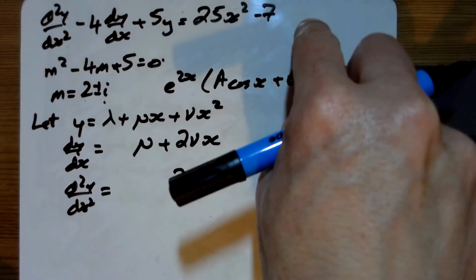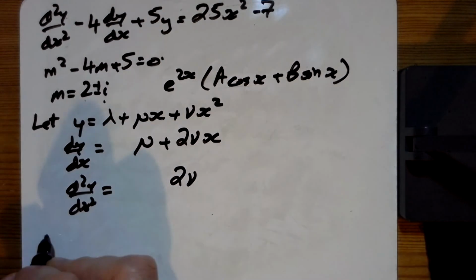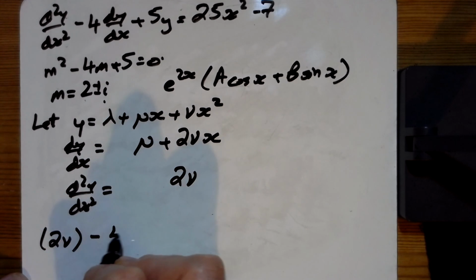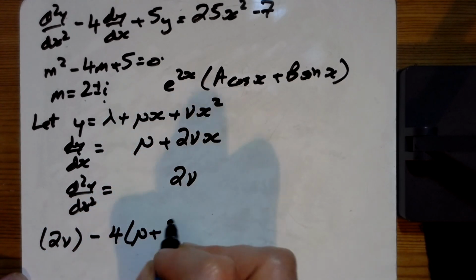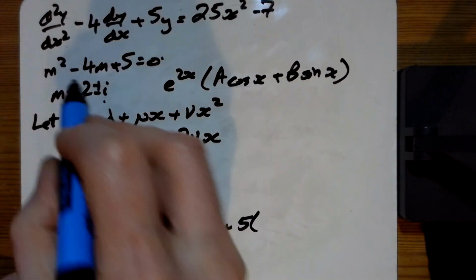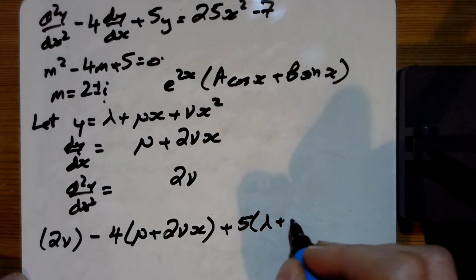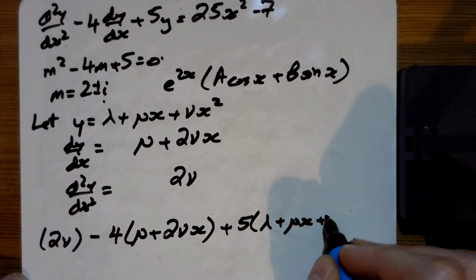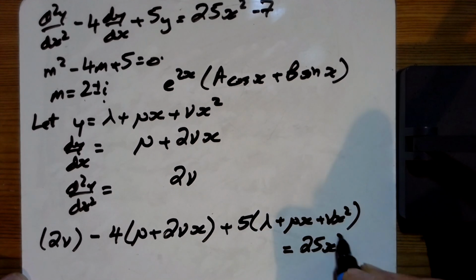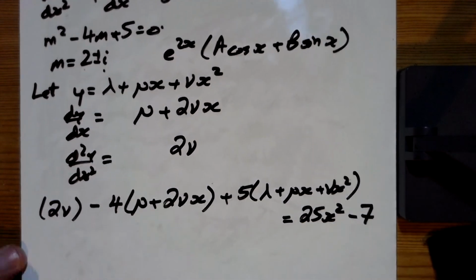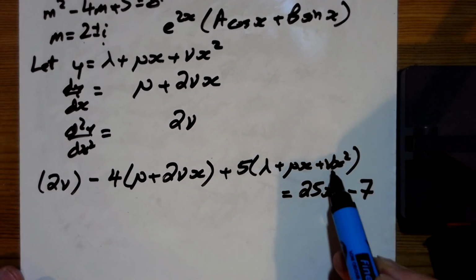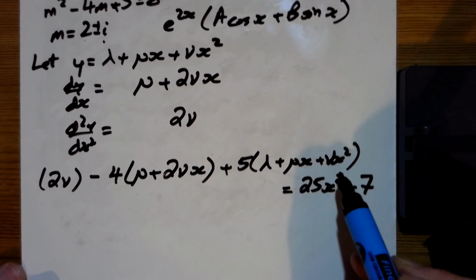Substituting all of these into the original, see if we can get it all on the screen there, we've got 2 nu just to start with here. Then we've got minus 4 mu plus 2 nu x, and then we've got 5 of the original one there, which is lambda plus mu x plus nu x squared. And we want this to equal 25x squared take away 7. Now again, we can work these things through slowly. You can see here that this nu is going to have to be 5, because that's the only x squared part.